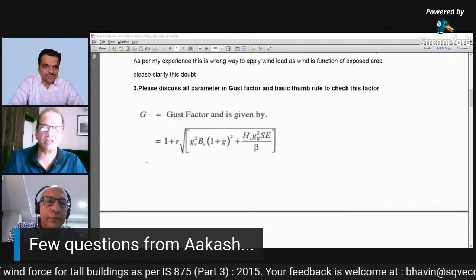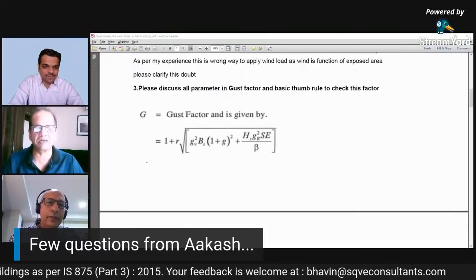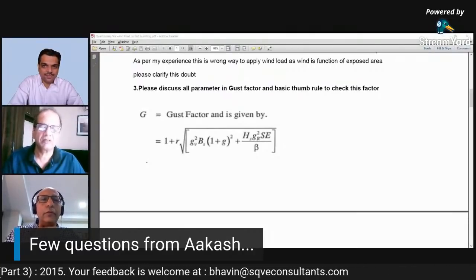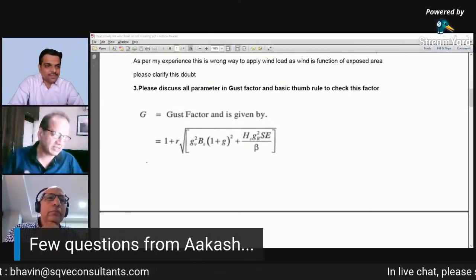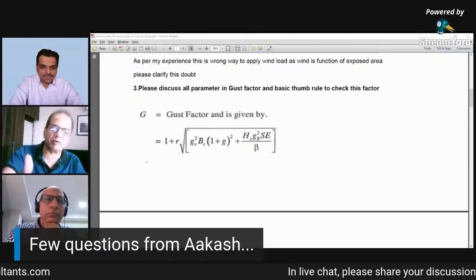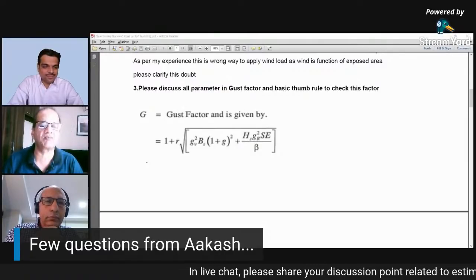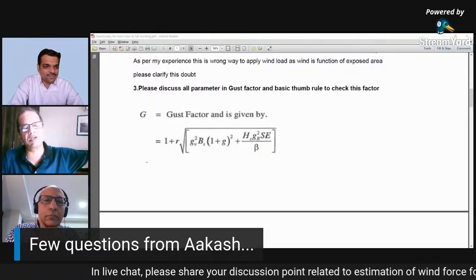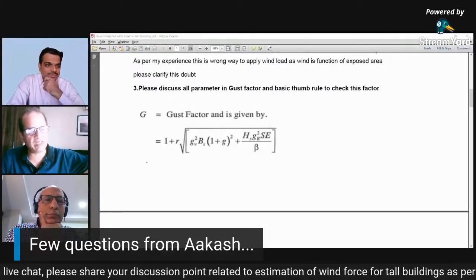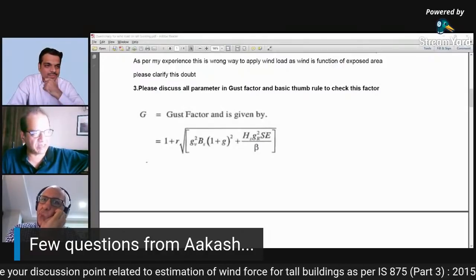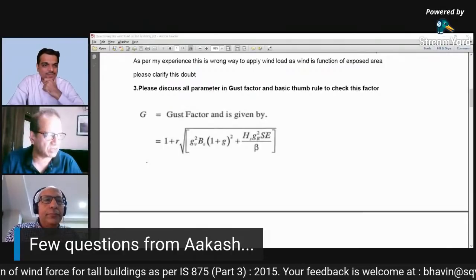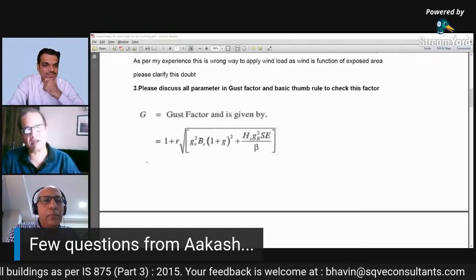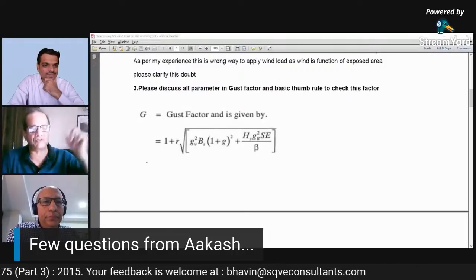And then other terms are there. Beta is damping, as is size reduction factor, E is the energy component, which depends on the length scale of turbulence. L, there is one parameter in the Gust factor approach, length scale of turbulence. Now, when Davenport developed this method, originally in IS 875 1987, Part 3, we adopted as it is the Davenport's Gust Factor approach for slender line-like structures.